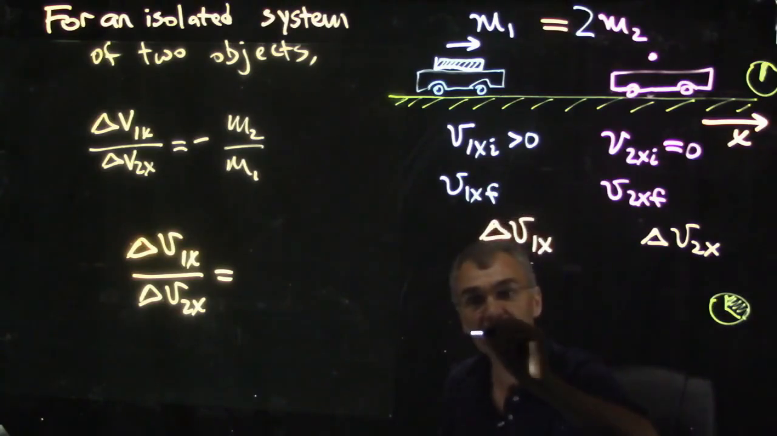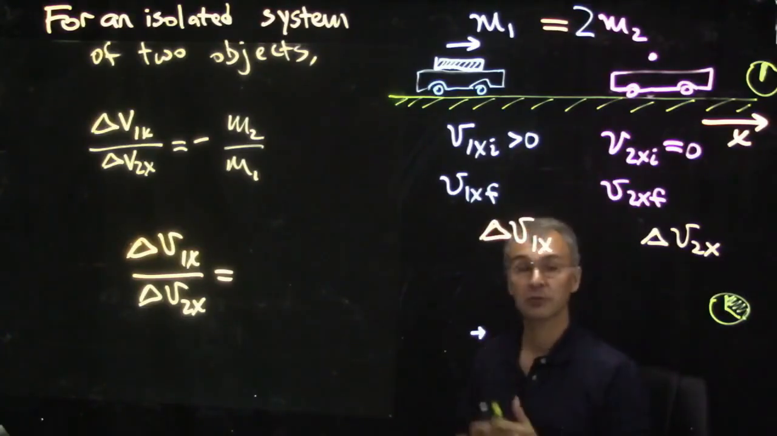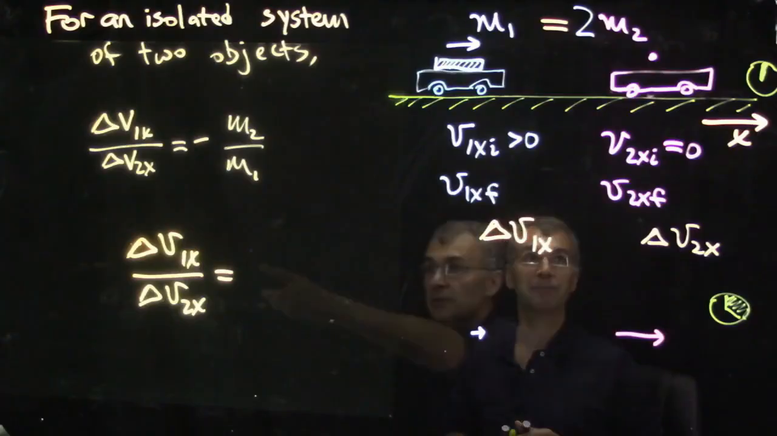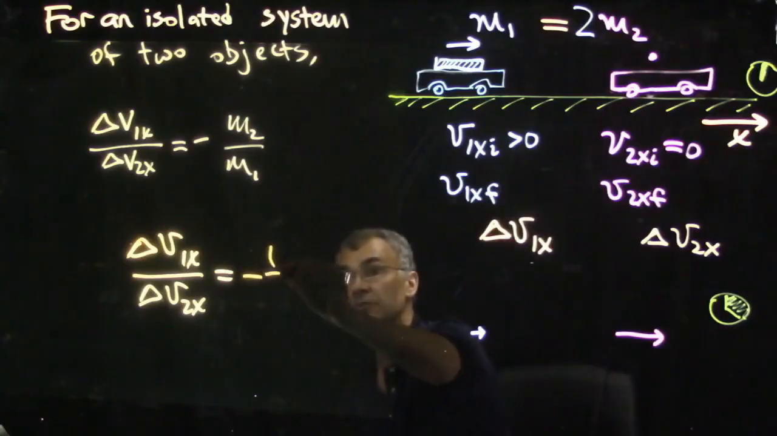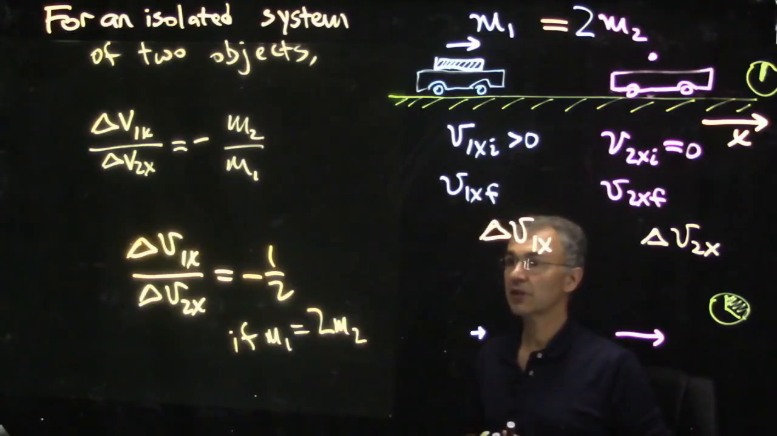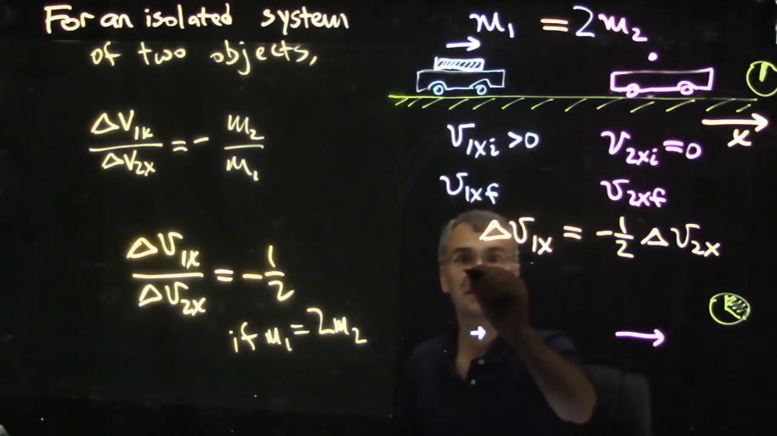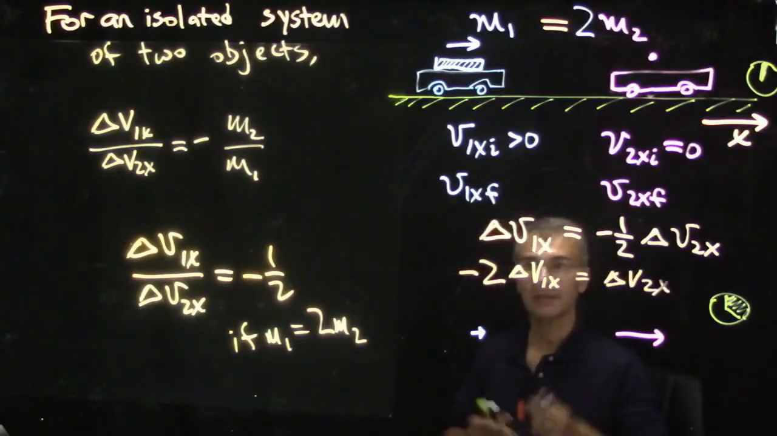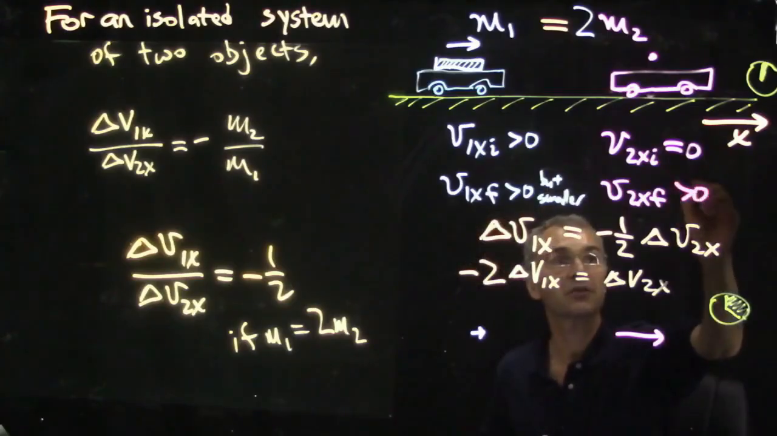So after the collision, we will see the blue cart, cart 1, moving to the right still, but with a smaller velocity. Goes from moving to the right a lot to moving to the right a little. Then we'll see the red cart goes shooting off to the right with a pretty big velocity. Remember, delta v1x over delta v2x is minus m2 over m1. So that's minus 1/2 if m1 equals 2m2. So delta v1x, therefore, should be minus 1/2 of delta v2x. So we could also say that minus 2 delta v1x should equal delta v2x. Afterward, v1x final is greater than 0 but smaller. The v2x is bigger than 0 and it's pretty big.